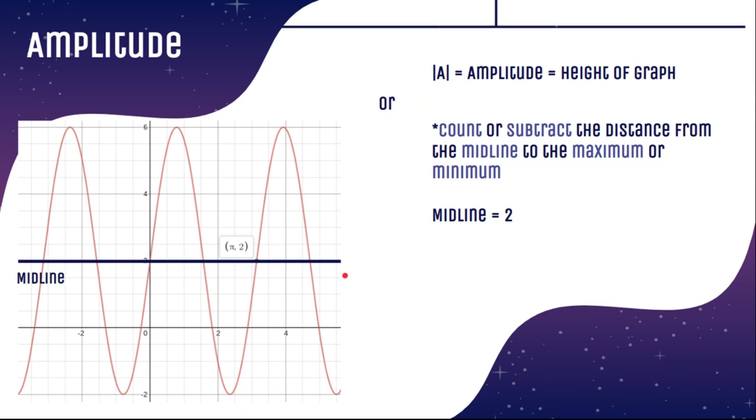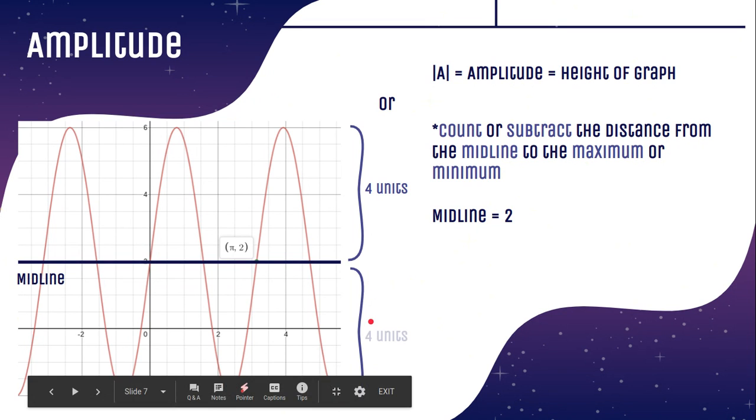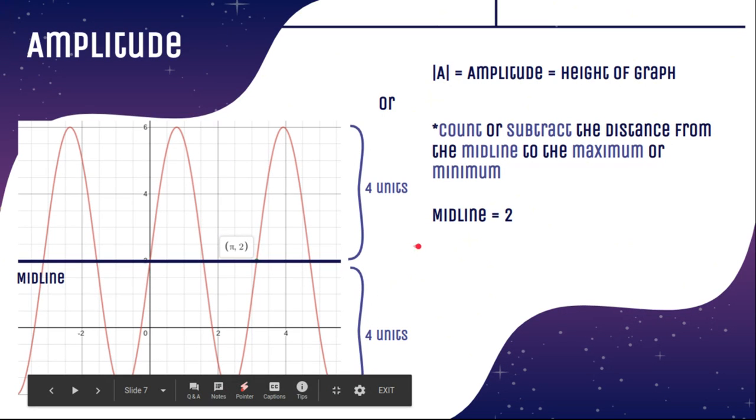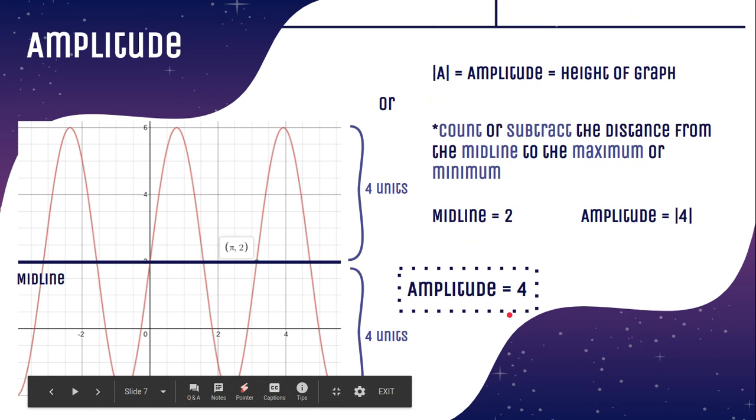From counting, as shown here and here, it is equal to 4 units. And following the amplitude equation, the absolute value of 4, the amplitude of this graph will then be 4, and that is the amplitude.